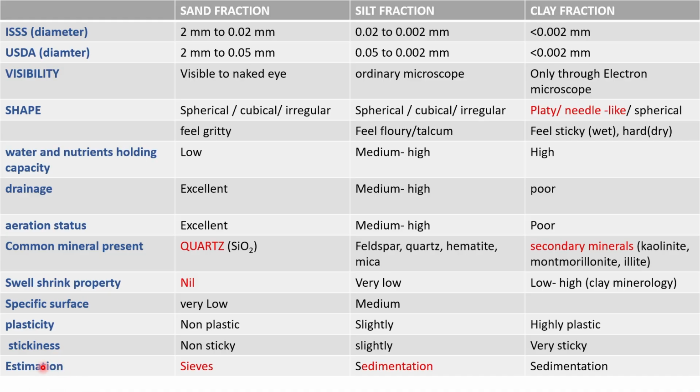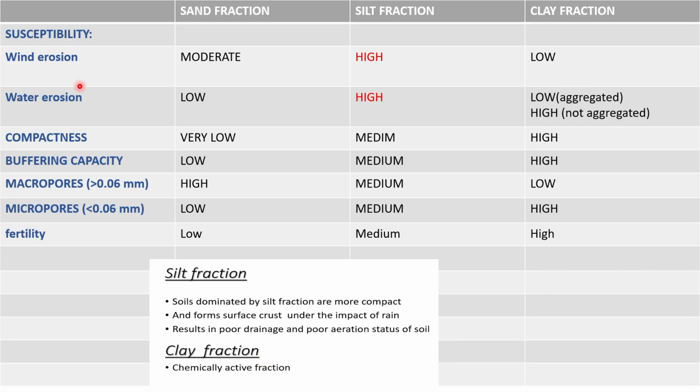Then we estimate the sand fraction by using sieves of different sizes, such as the 2 millimeter sieve, and 0.02 millimeter also we can use as a sieve. Its susceptibility to wind erosion is moderate. Its water erosion susceptibility is low, while compactness is very low. It will not compact. Then buffering capacity is very low. Macropores and micropores are high and low, respectively.